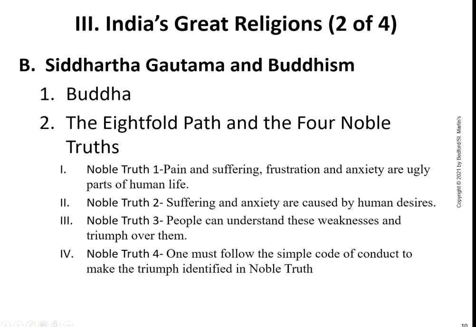The next religion we're going to look at is Buddhism. Siddhartha Gautama became known as the Buddha, meaning the enlightened one. The optimistic message of Buddha was that all people can set out on the Eightfold Path toward liberation and the Four Noble Truths. So I've outlined the Noble Truths for you here. Noble Truth 1: pain and suffering, frustration, and anxiety are the ugly parts of human life. Noble Truth 2: suffering and anxiety are caused by human desires. Noble Truth 3: people can understand these weaknesses and triumph over them. And Noble Truth number 4: one must follow the simple code of conduct to make the triumph identified in Noble Truth 3.